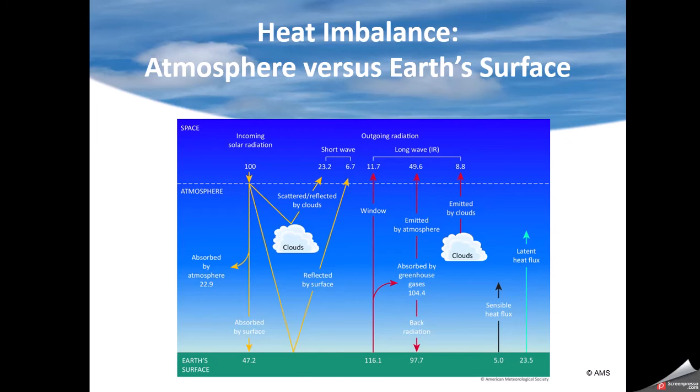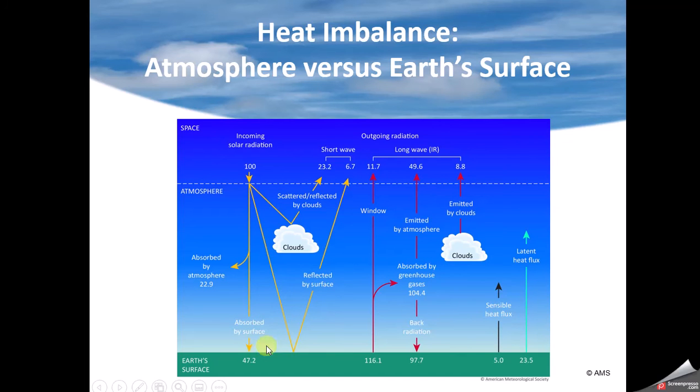Here is just a sampling of all the radiation coming into and out of the Earth system. As you just look at it, you can see it's really complex. But one of the interesting things is 47% of the sun's radiation is absorbed by the Earth. So that is something to think about.